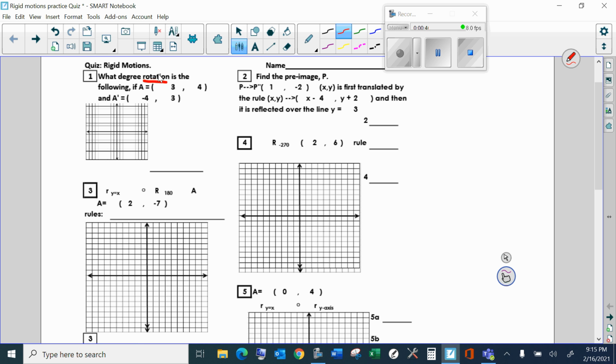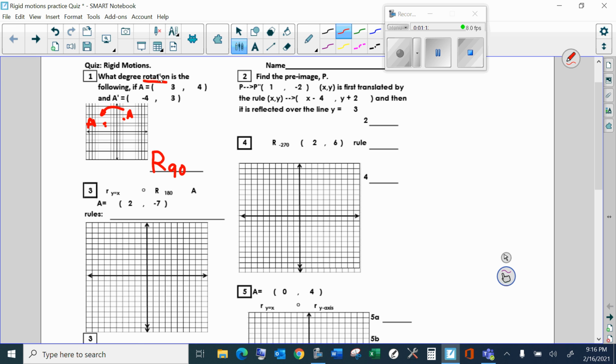So I plot the point (3, 4). (3, 4) is approximately somewhere in there. Now it says A prime is (-4, 3). (-4, 3), something like in there. Well, first off, I'm going from here, from quadrant 1 to quadrant 2, counterclockwise. That's positive. So rotation 90 degrees.